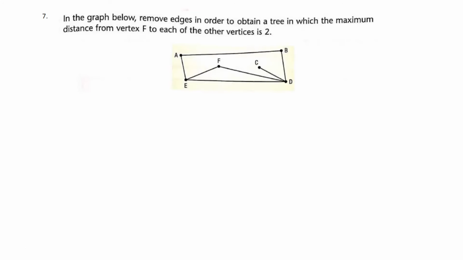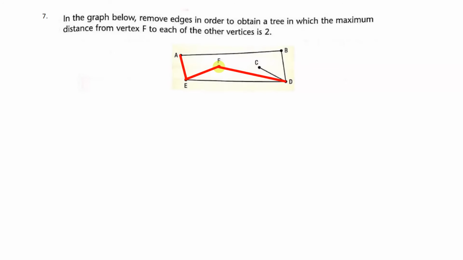In question 7, we're asked to remove edges from this graph in order to obtain a tree in which the maximum distance from vertex F to each other vertex is 2. It'll take a little bit of experimentation to see what the graph would look like or which edges we can take out. We can see that if we go from F to E and E to A, we've covered those two vertices with a path distance of just 2.